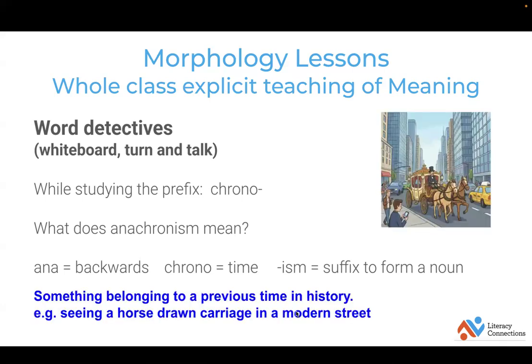And then have a look, we can all look up the definition together. So it's something belonging to a previous time in history. So it's an anachronism when we're seeing something like an old-fashioned horse-drawn carriage in a modern street. They might come up with other examples as well.